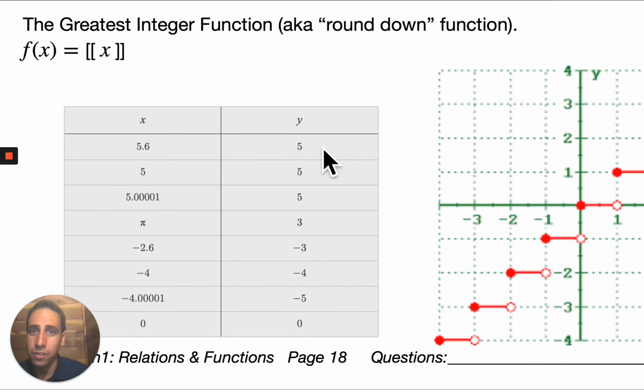So 5.6 rounds down to 5. Even the number 5 rounds down to 5. 5.000001 rounds down to 5. Pi rounds down to 3. Negative numbers get a little tricky because negative 2.6 rounds down to -3. We want to keep on rounding it down towards negative infinity. So negative 4 rounds to -4, but negative 4.00001 rounds down to -5, and 0 rounds to 0.